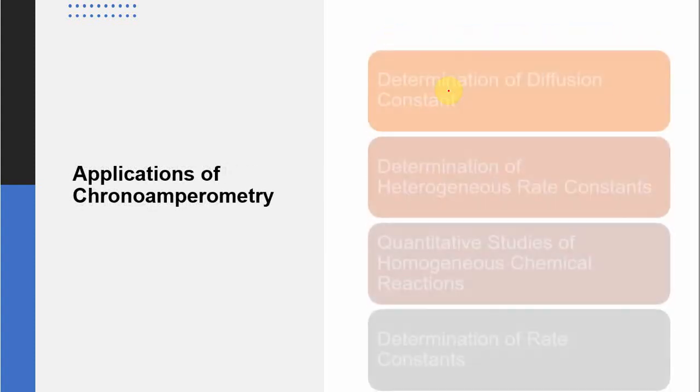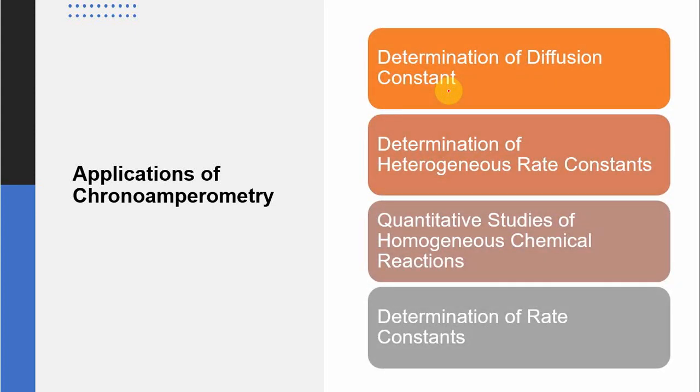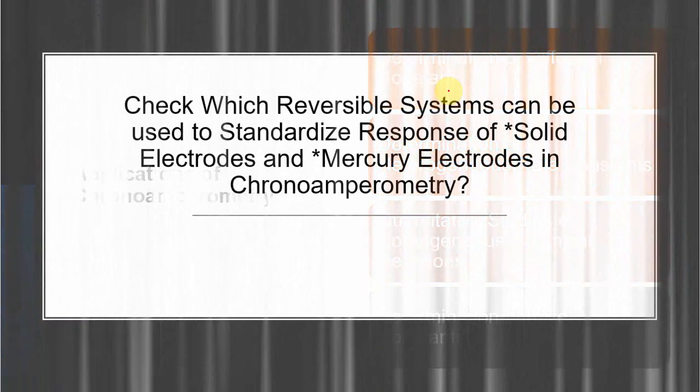So, applications of chronoamperometry. It can be used to determine the diffusion constant, determination of heterogeneous rate constants, quantitative studies of homogeneous chemical reactions, and determination of rate constants. Now you can see these details in your notes, in your chapters, and you can also study the same in some research papers or the text which is available online.